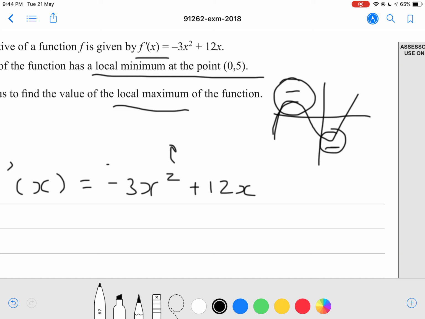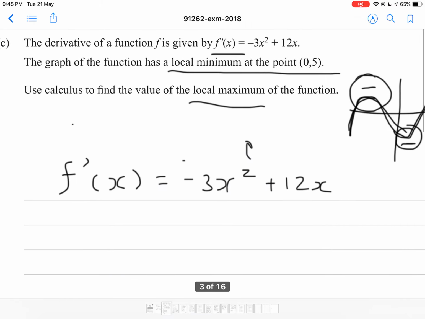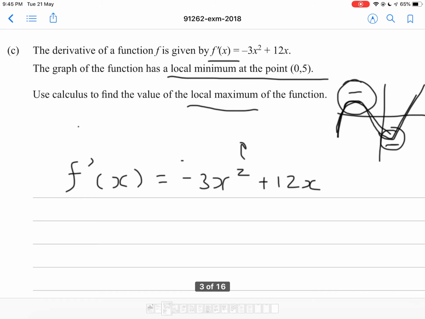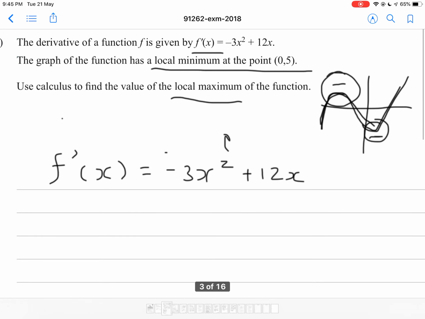So the graph's going to go up, and then it's going to turn direction. It's going to come back down to here, change direction again, and go back up. So basically there's the turning point of the maximum and the turning point of the minimum. It tells you the graph has a local minimum at the point (0, 5).